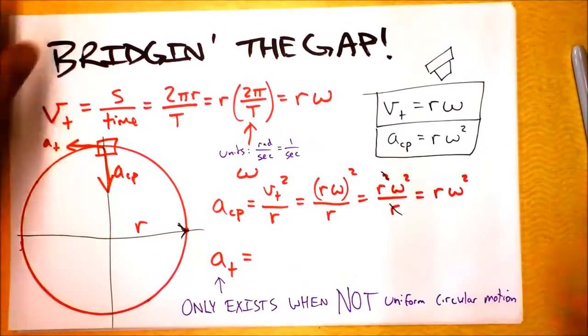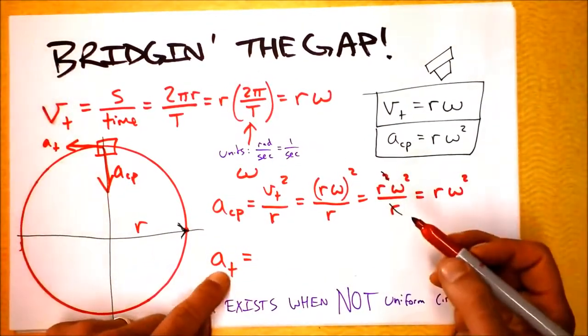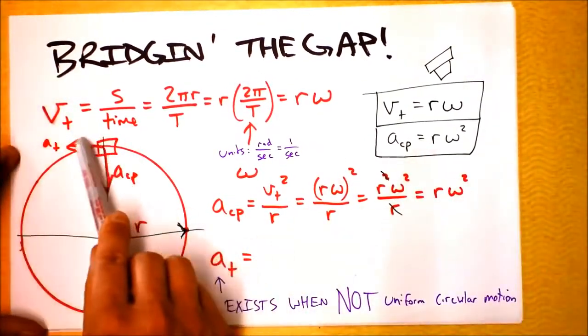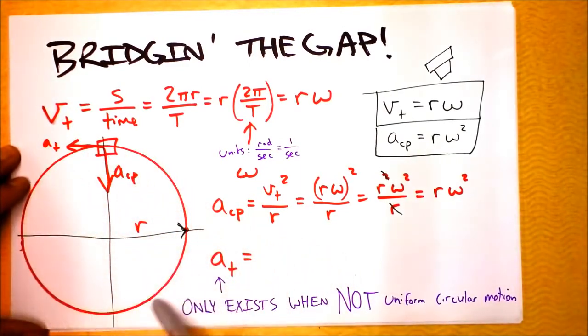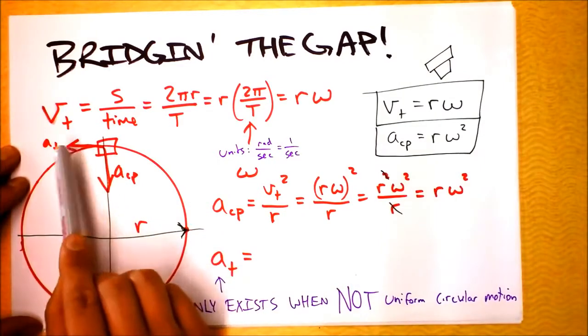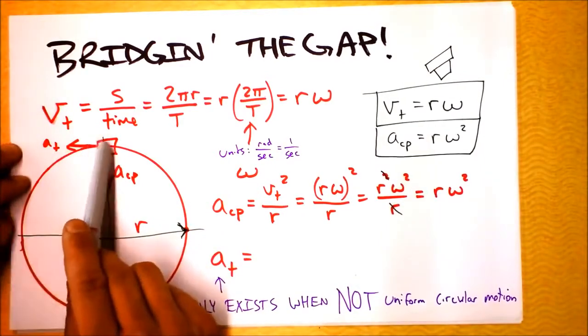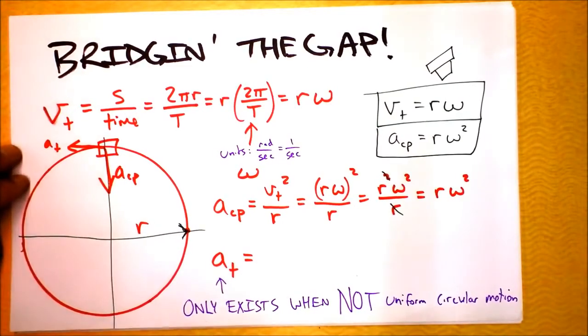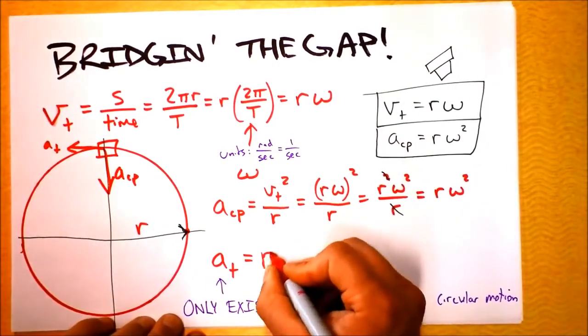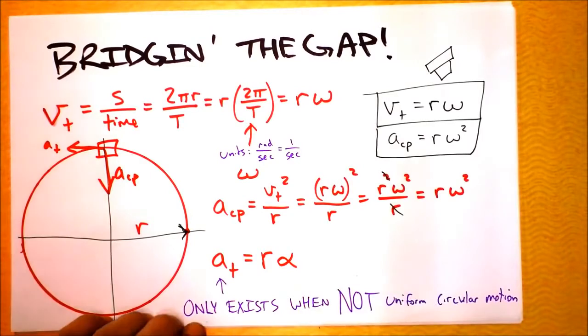Cool. So we don't have any tangential acceleration if we're moving in a uniform circle. That means our speed is constant and we're staying at a fixed radius. This would only happen if we were speeding up or slowing down because it's acceleration in the direction of the velocity. So it's not just turning acceleration. It is, in fact, simply r times angular acceleration.